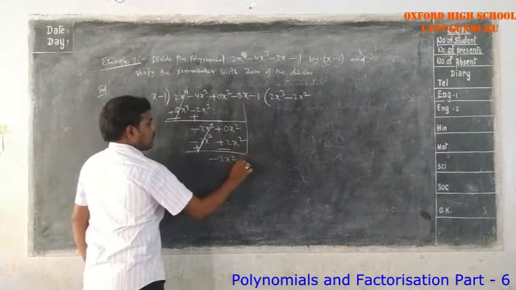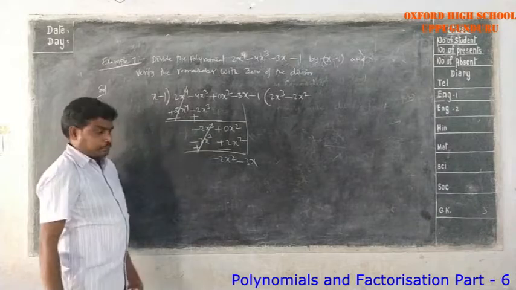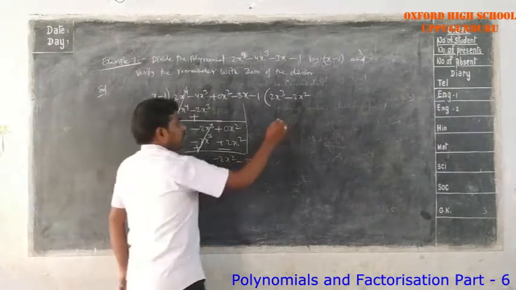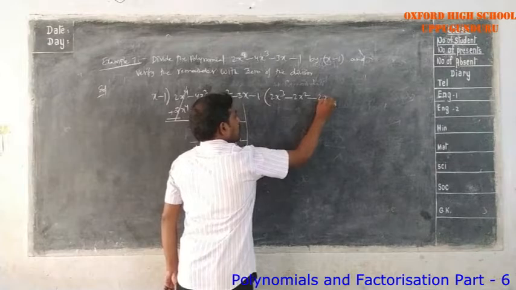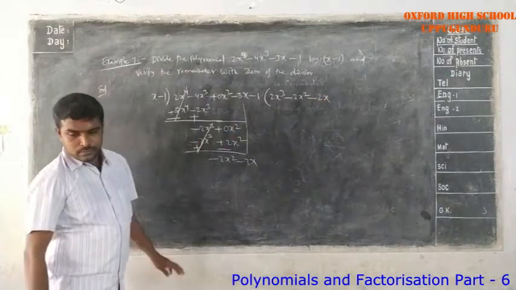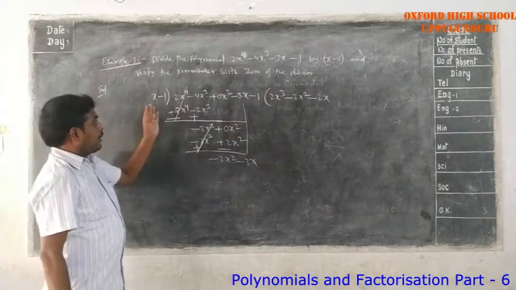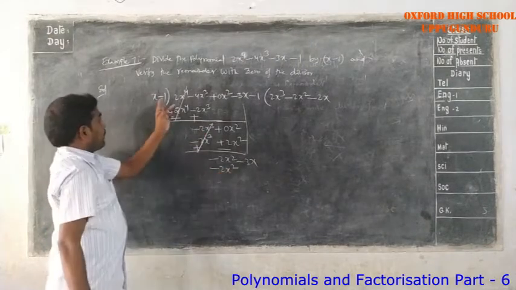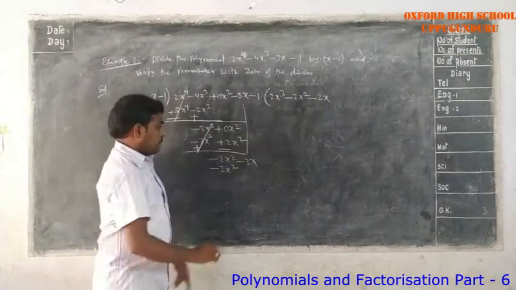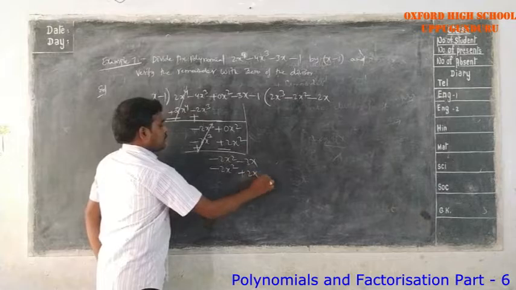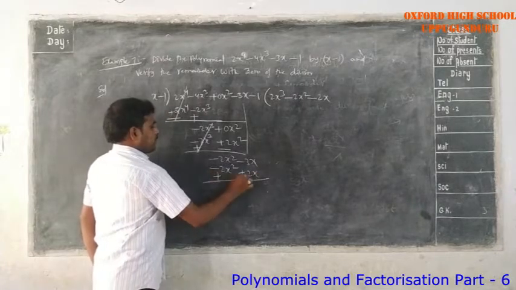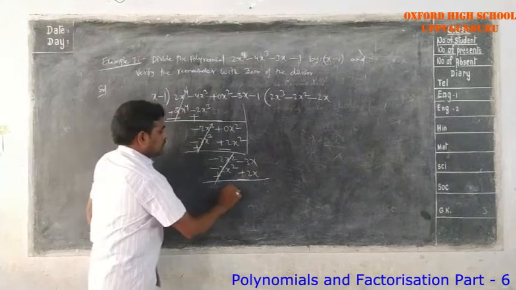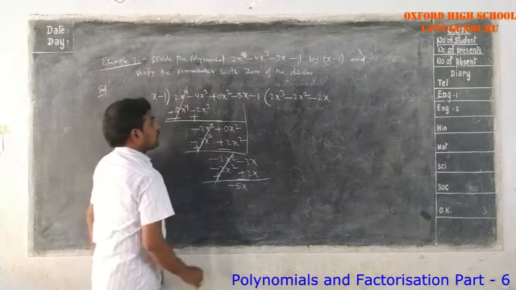Next term is minus 3x. Minus 2x^2 by x, what do you get? Minus 2x. So x into minus 2x is minus 2x^2, minus 1 into minus 2x is plus 2x. So minus becomes plus, plus becomes minus. These two get cancelled. Minus 3x minus 2x is minus 5x.